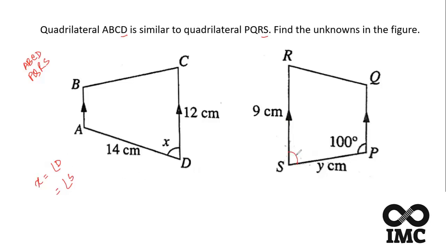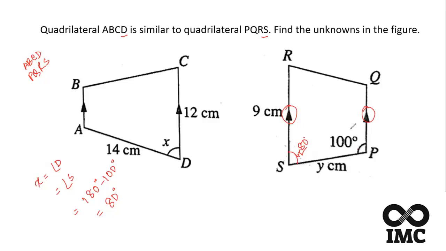And now we need to find this one. Since these two lines are parallel, these two angles will be called interior angles. And we know that the sum of two interior angles will be 180. So to find angle S, we need to subtract 100 from 180. So 180 degrees minus 100 degrees will be 80 degrees. And this is the value of x.